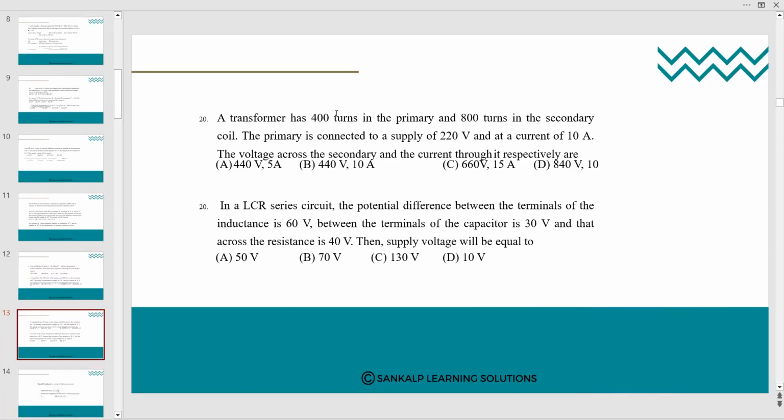The next question: in an LCR series circuit, the potential difference between the terminals of the inductance is 60 volt, between the terminals of the capacitor is 30 volt, and that of the resistance is 40 volt. Then the supply voltage will be equal to?